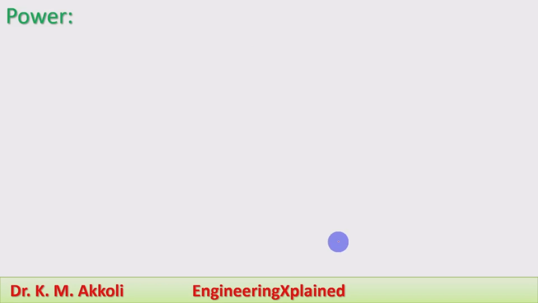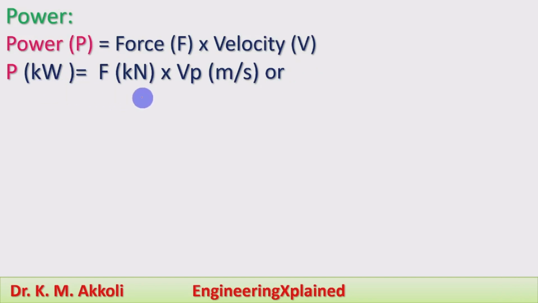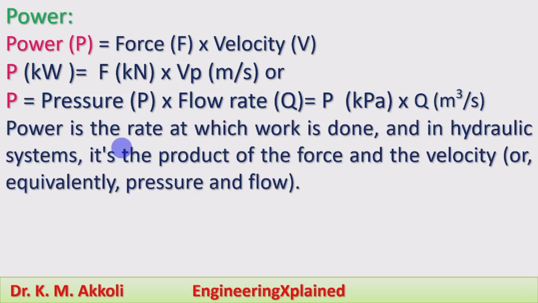7.065 inch square. And power, which is a very important parameter, what power is to be produced by the hydraulic cylinder, that is, the power P can be given as force multiplied with velocity. The P in kilowatt can be given as force in kilonewton multiplied with the piston velocity in meter per second, or equal to pressure P multiplied with the flow rate Q, that is P in kPa multiplied with Q in meter cube per second. The power is the rate at which work is done, and in hydraulic systems it's the product of force and velocity, or equivalently pressure and flow rate.